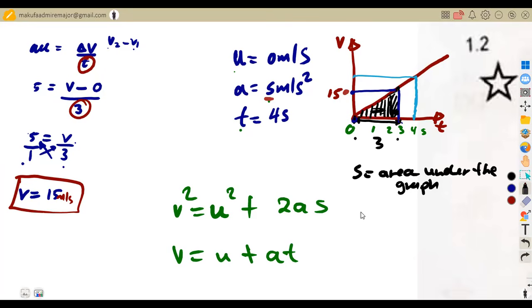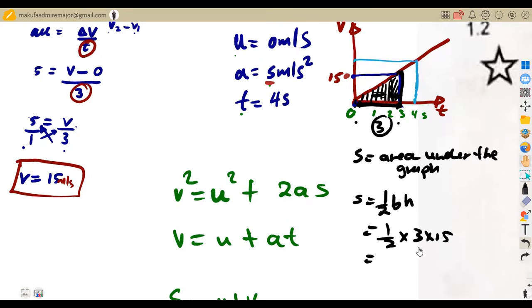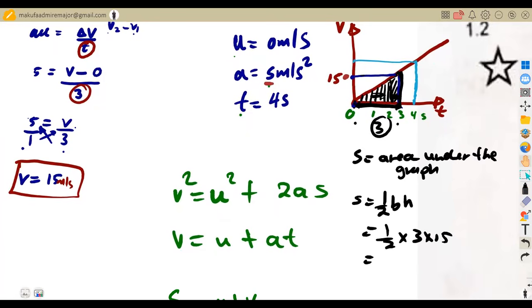So our S is going to be half base times the perpendicular height, which is half of the base from 0 up to 3. That is our time in this case, which is 3, times the height from this point up to this point, which is the one corresponding at what? At 15. So this whole part is supposed to give us the displacement. That is the whole idea of our question.